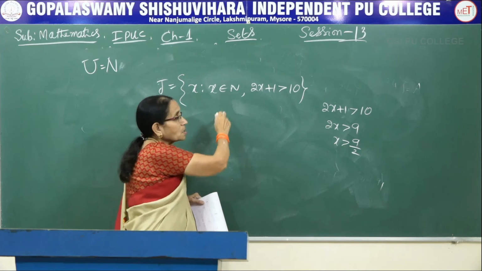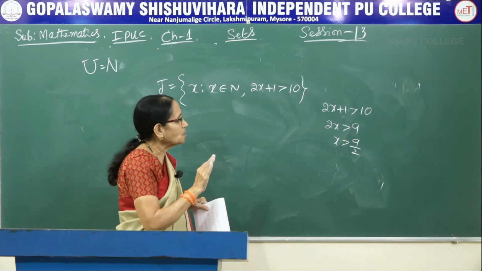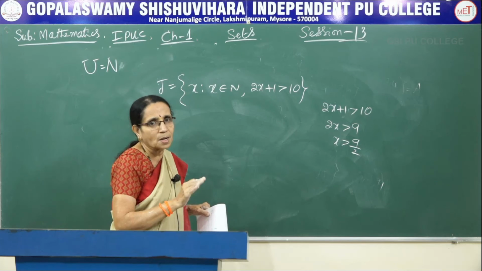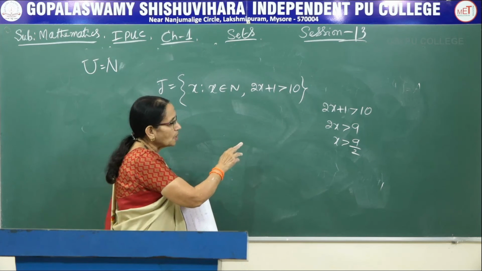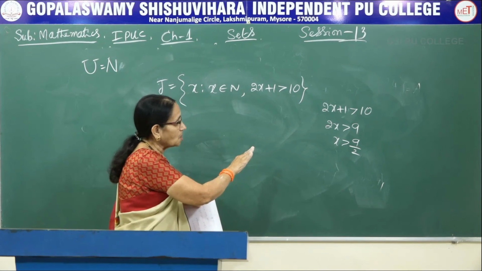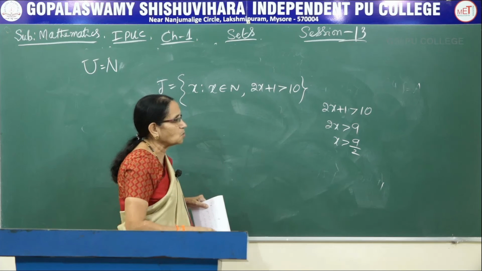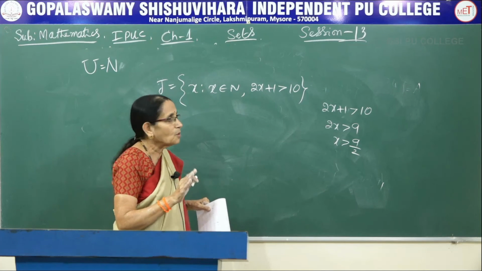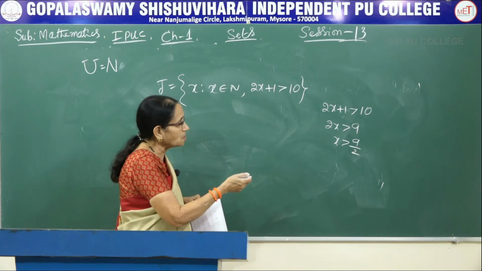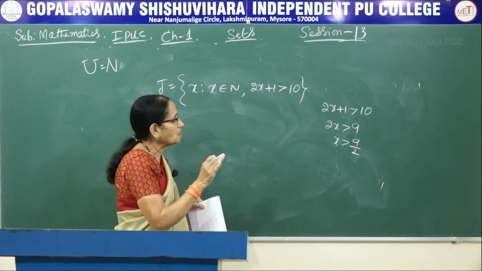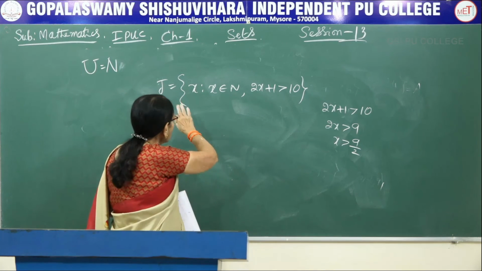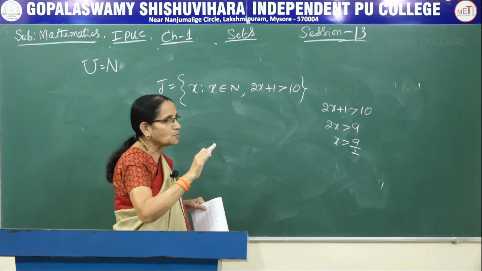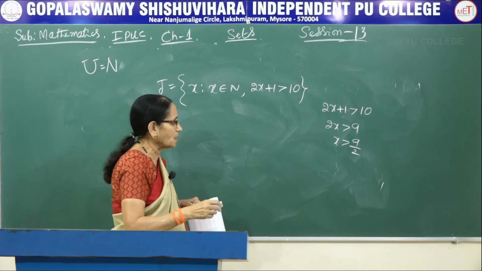But remember, we are considering only the natural numbers. 9 by 2 is a fraction, 4.5, a rational number. Here a strict inequality is there: x is greater than 9 by 2, that is 4.5. So more than that, 5 is the first number. So 5, 6, 7, 8 like that. J contains the elements 5, 6, 7, 8, 9, 10, 11 like that.